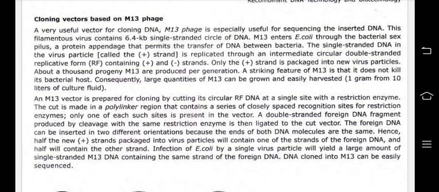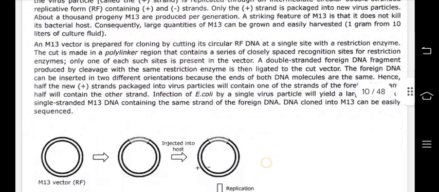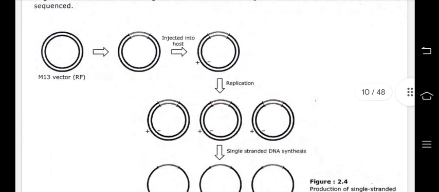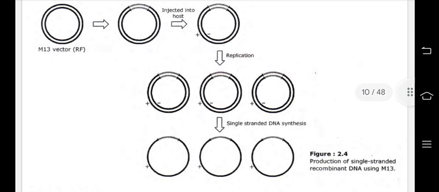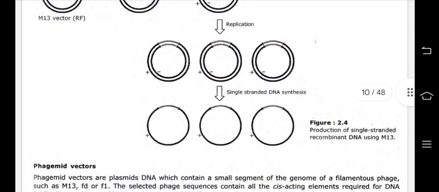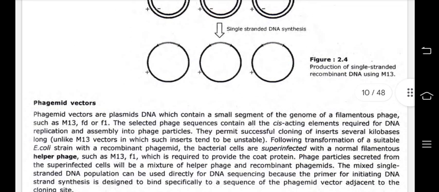Hence, half the new plus strands packaged into new virus particles will contain one of the strands of the foreign DNA and half will contain the other strand. Infection of E. coli by a single virus particle can yield a large amount of single-stranded M13 DNA containing the same strand of foreign DNA. DNA cloned into M13 can be easily sequenced. M13 vector RF is injected into the host, followed by replication, single-stranded DNA synthesis, and production of single-stranded recombinant DNA using M13.